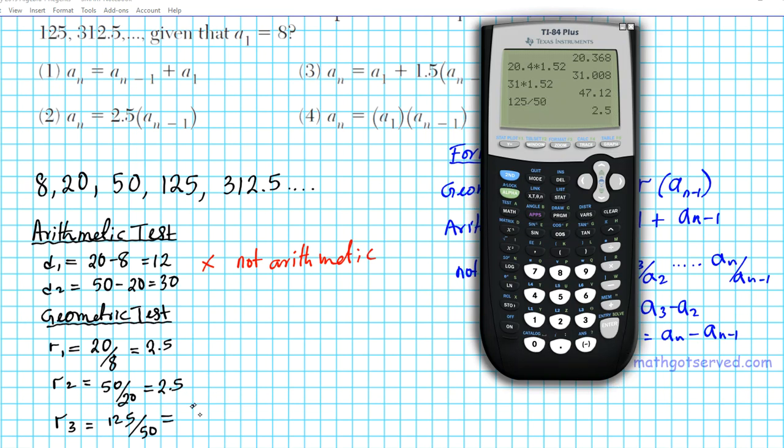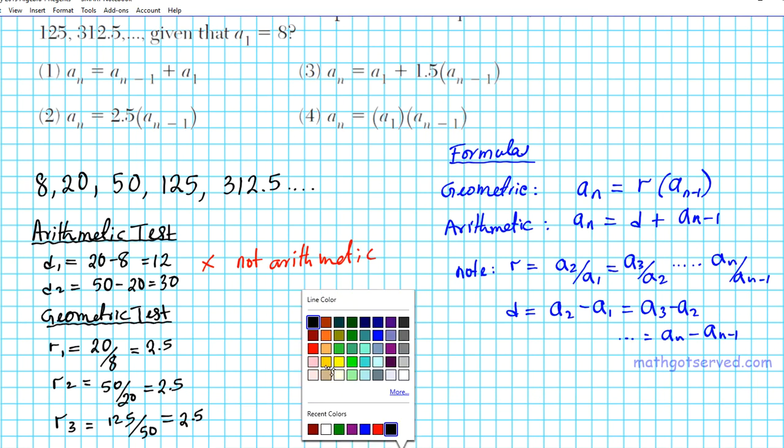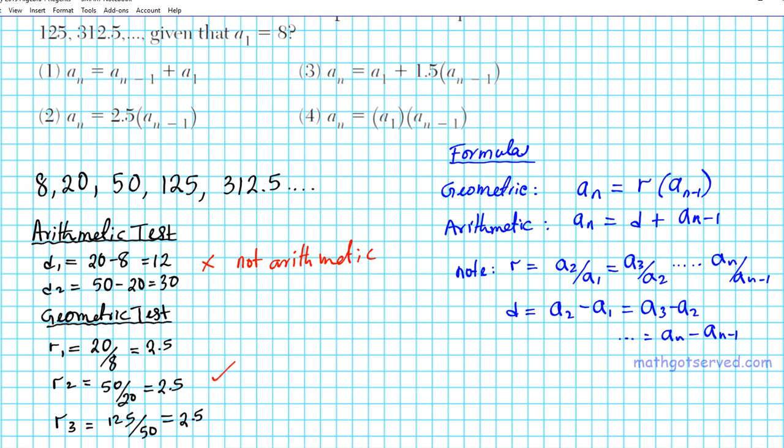2.5. So what does this tell us? It tells us that this sequence is geometric because we're multiplying by the same constant every time. Multiply by 2.5 and multiply by 2. So when you multiply by the same number every single time, your sequence is geometric. Okay, alright, so we're going to be using this formula right here to solve the problem.